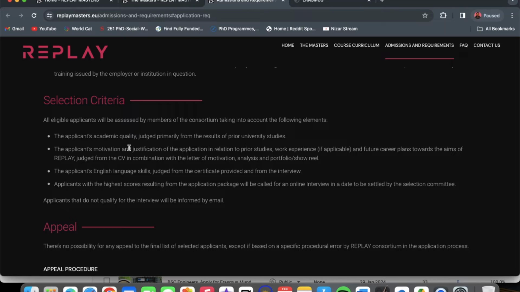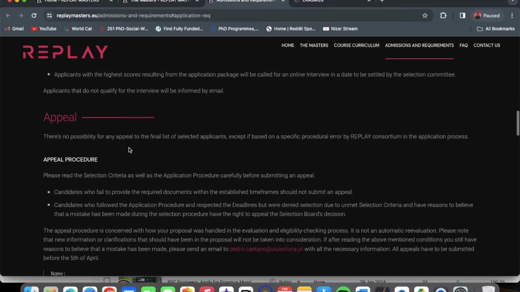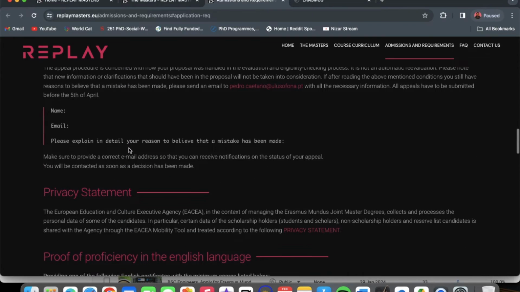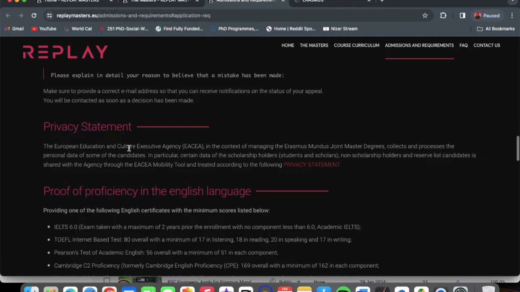Applicants with the highest scores resulting from the application package will be called for an online interview in a date to be settled by the selection committee. Applicants that do not qualify for the interview will be informed by email. Okay, so this is the appeal process in case you feel you were not selected and you believe you should have been selected, then you can also appeal. So you can read about that.